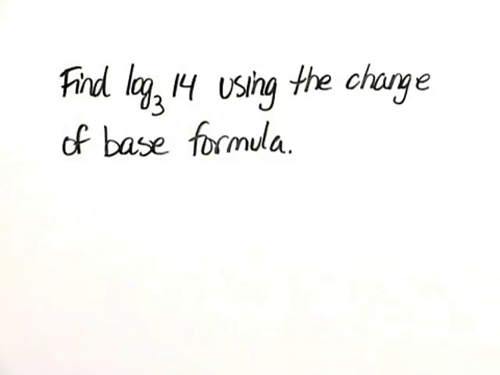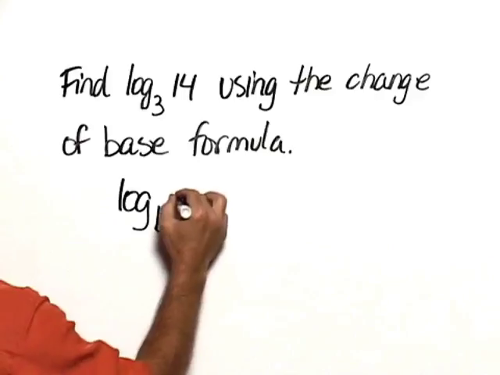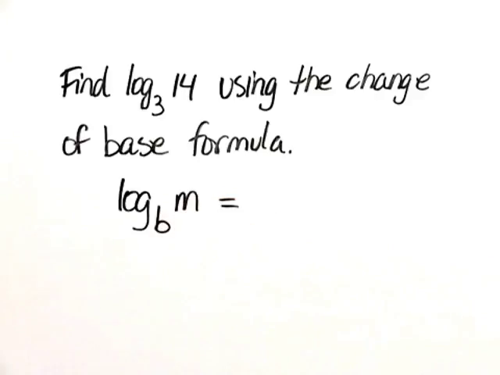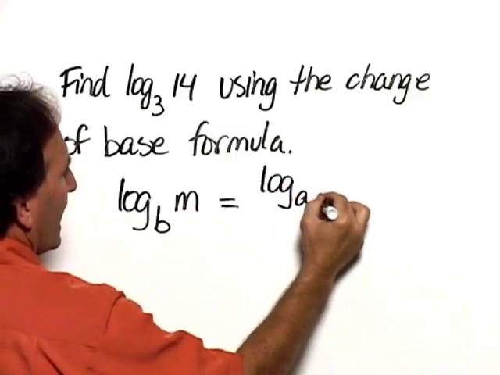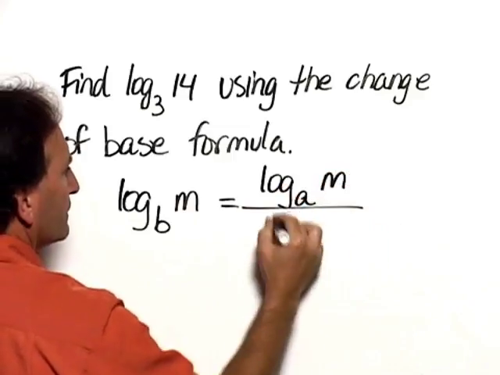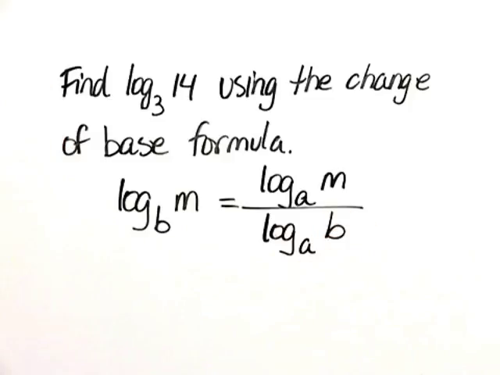Find log base 3 of 14 using the change of base formula. Remember, the change of base formula is log base b of m is equal to log base a of m divided by log base a of b.